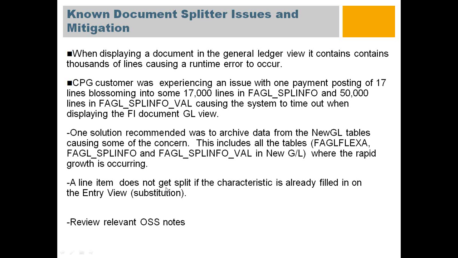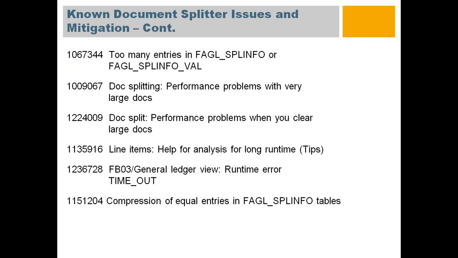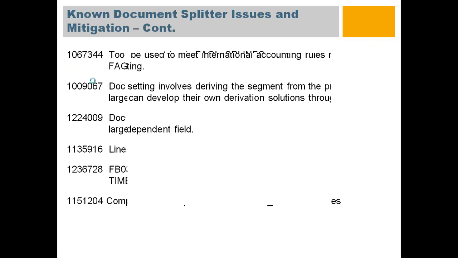And a line item does not get split if the character is already filled in. So there is a lot of substitution and validation going on in the new GL tables. So we'll look at that: what is the substitution, what is the validation in the new GL tables, all the known issues, OSS notes and things like that.